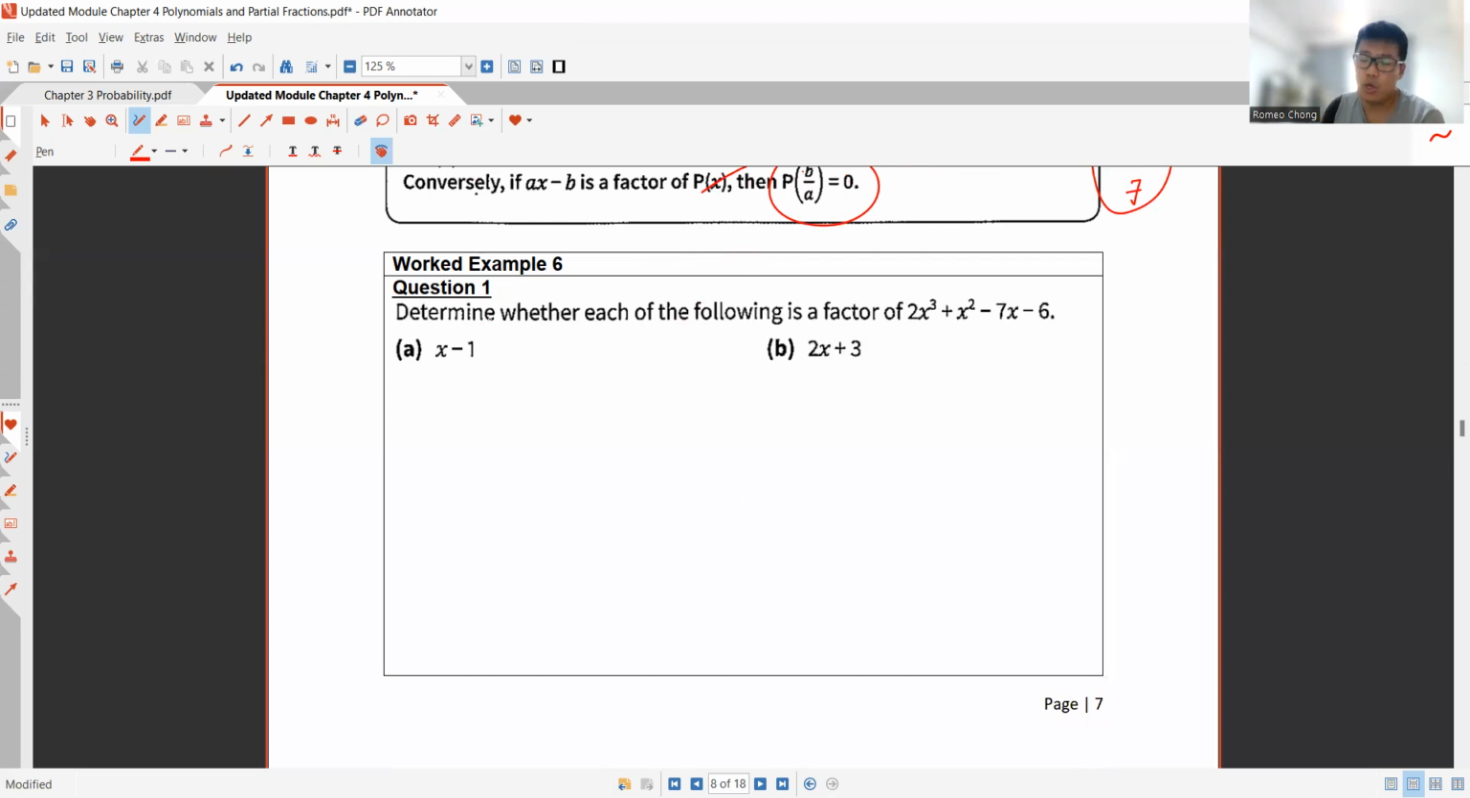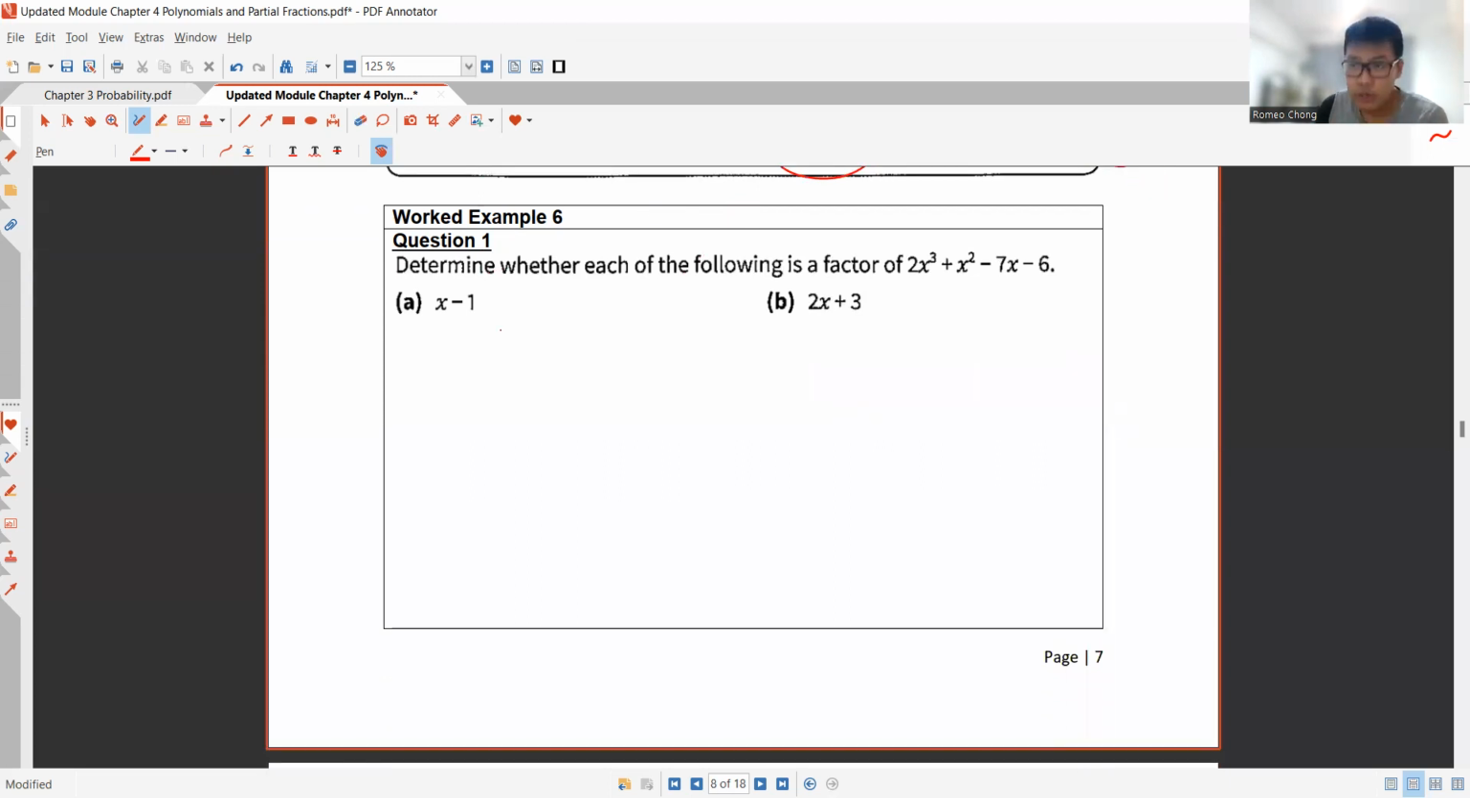So I will show you an example using long division to prove this. Let's look at this one: 2x cubed plus x squared minus 7x minus 6. This is your polynomial, and you divide it by x minus 1. The question is asking you to determine whether this divisor is a factor or not. Instead of straight away using the factor theorem, I want to show you the actual meaning of the factor theorem.